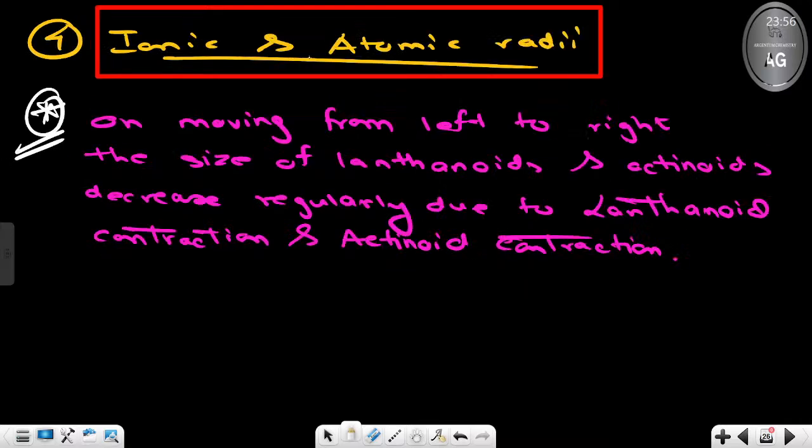Next, very important: ionic and atomic radii. First, let us understand lanthanoid contraction. If I talk about lanthanoid contraction, moving from left to right, size decreases. If I start moving from cerium to lutetium, we are moving from left to right, so nuclear charge starts increasing. That is a very obvious one. No problem there.